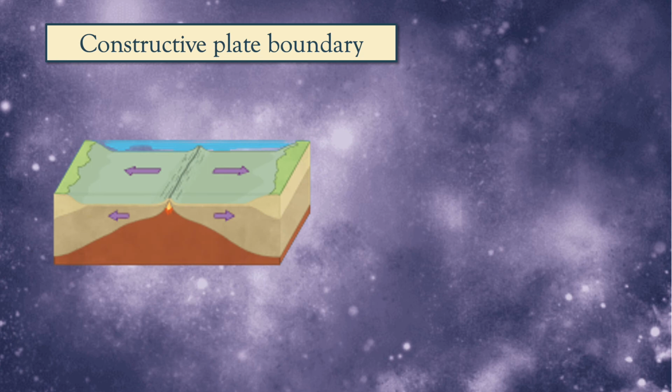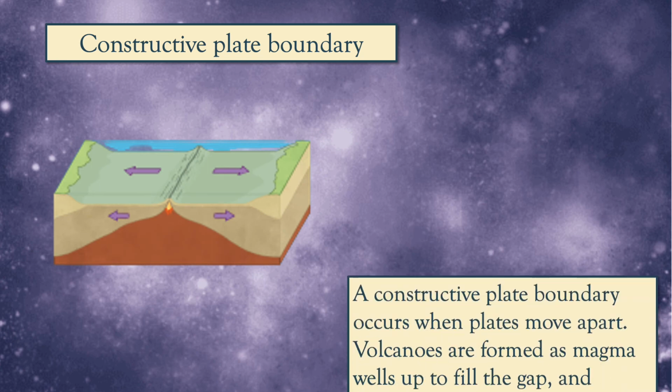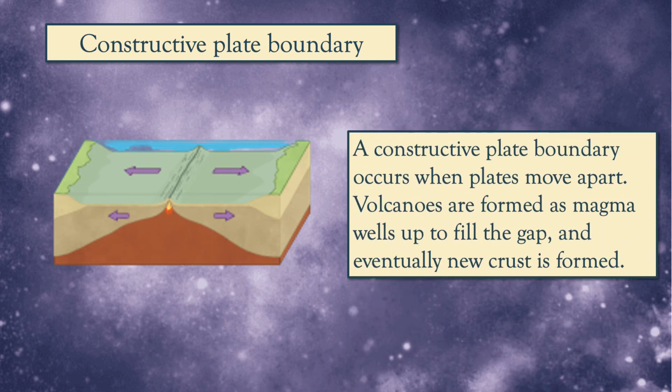Next, we have a constructive plate boundary. So constructive plate boundaries occur when plates move apart because new land can form through the magma filling up in the middle. This also can cause volcanoes. So it's a constructive plate because they move apart. New land is constructed by the magma which comes up and hardens on the crust surface.